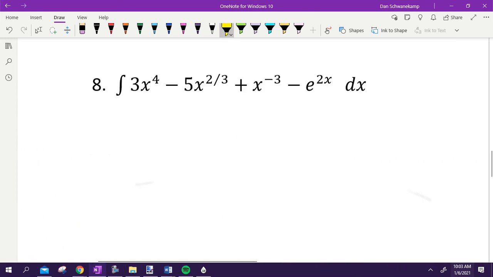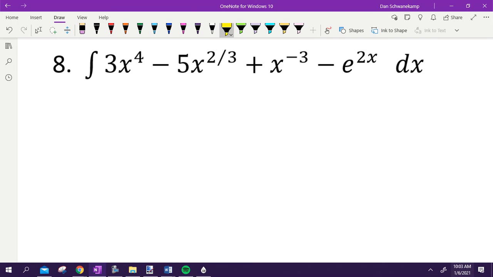One more. Here we go. Try number 8 without me. Use your brain. Careful on this last part. That one's going to throw you off a little bit. Last period, nobody got it right. See if you can be the one. See what you got. We are finding antiderivatives.